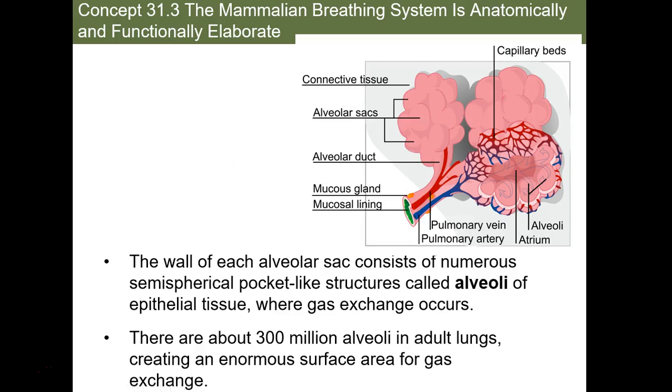Epithelial tissues. This is where gas exchange occurs. There are about 300 million alveoli in adult lungs, creating an enormous surface area for gas exchange.